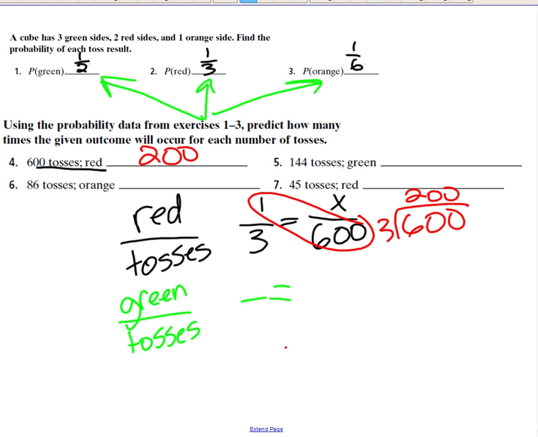So, what's the probability? 1/2. And what do we want to know? How many out of 144? I taught you guys math. You did. 144 divided by 2 is 72.